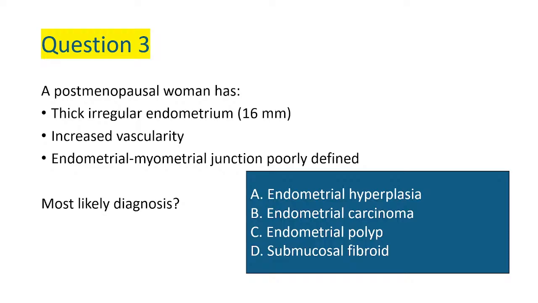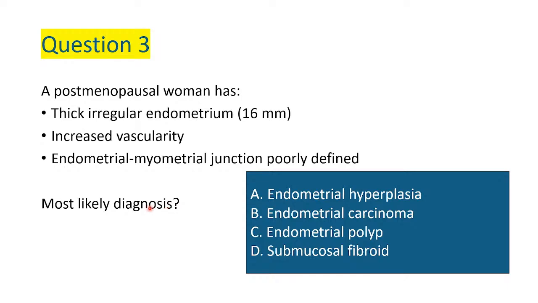Question number 3. A postmenopausal woman has thick irregular endometrium measuring 16 millimeters. It's a postmenopausal woman. Increased vascularity. Endometrial myometrial junction poorly defined. Most likely diagnosis: A, endometrial hyperplasia. B, endometrial carcinoma. C, endometrial polyp. D, submucosal fibroid. So our keywords there are a thickened endometrium, increased vascularity, then endometrial myometrial junction poorly defined.